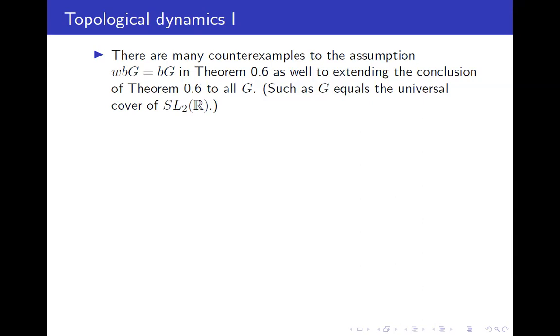This seems to be an interesting example. So for SL2R, it's a simple group, right? So its Bohr compactification is trivial because there's no map to anything. There's no homomorphism to anything, right? But it has a non-trivial weak Bohr compactification. Universal cover of SL2.